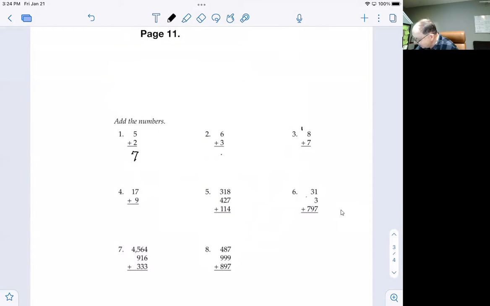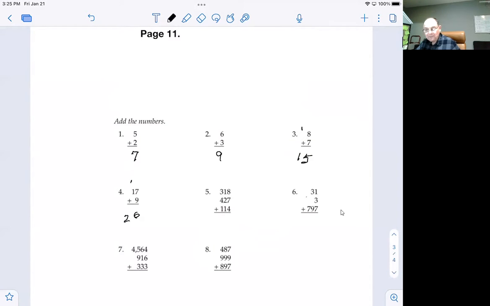6 plus 3 is 9. We could show these on a number line, but I'm sure it wouldn't be necessary. 8 plus 7 is 15. Notice I got a carry of 1 shown there, but we don't need to consider the carry because we're not adding it with anything else. So we'll just bring it straight down. 17 plus 9, well, 7 plus 9 is 16, so that's 6 carry the 1, and 1 plus 1 is 2, so we get a total of 26.